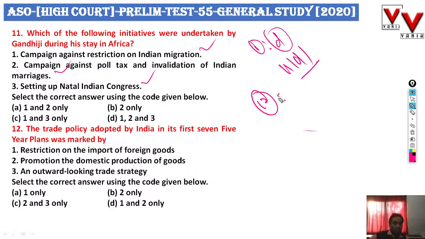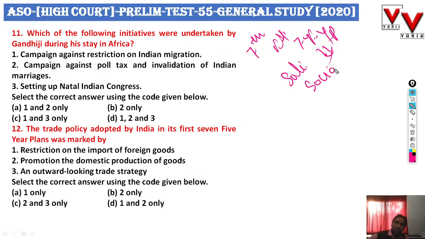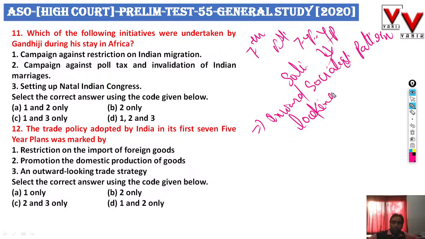The 12th question is the trade policy adopted by India in its first 7 five-year plans was marked by. Let me discuss it. The first 7 five-year plans were known as socialist in pattern. That means there was regulated entry of the private sector. That is known as inward looking trade policy. We were not focusing on export and import, we wanted to be self-sufficient.